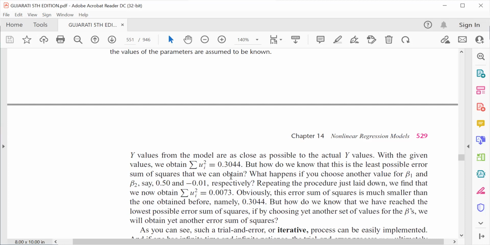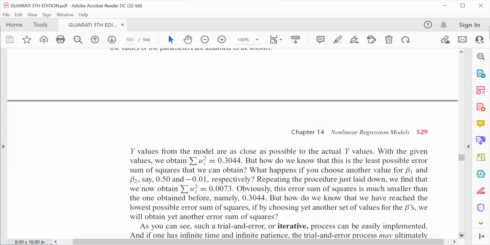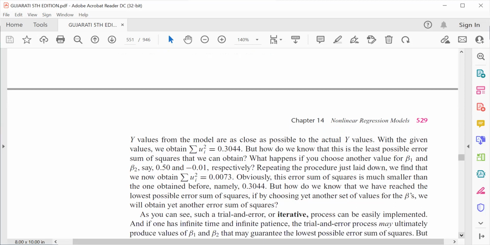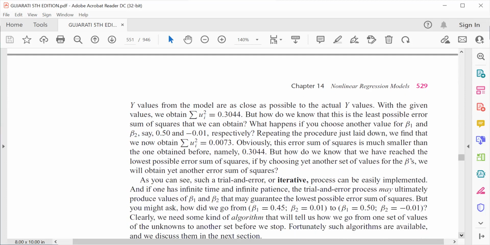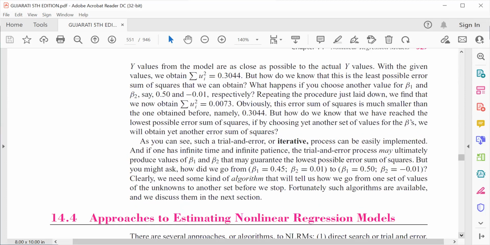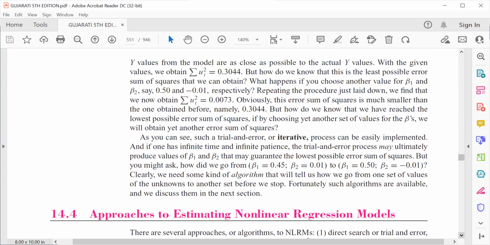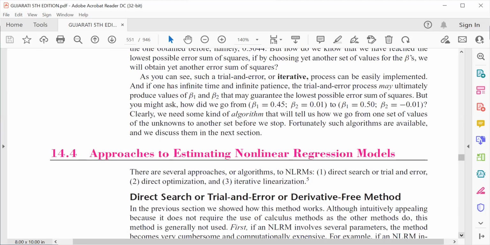Now, what happens if we choose another beta 1 and beta 2? For example, 0.5 and minus 0.01. Repeating the same calculations, we get sigma square of 0.0073. Now here we have a smaller residual sum of squares compared to the previous one. This is time consuming because the method is based on trial and error. We have to calculate several times to get the best value for the residual sum of squares, so we do not want to do this. We have to find a more appropriate method to estimate the coefficients of a nonlinear regression model.